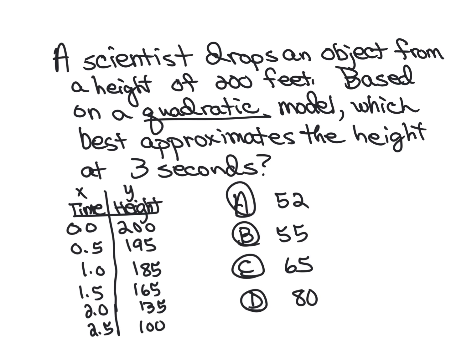All right, Allie, I'm going to go over this problem and then hopefully it will help explain a little bit. A scientist drops an object from a height of 200 feet based on a quadratic model, and notice I have quadratic underlined, which best approximates the height at 3 seconds. So I have my table and I have my answer showing on this slide. Is to go back to my answers and find the answer that is closest, and that answer would have been 55.